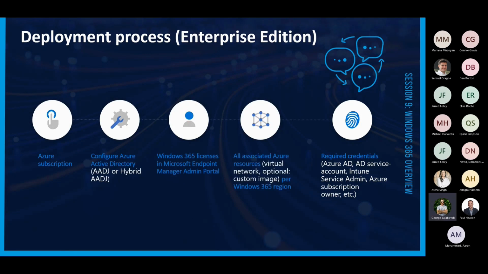So what is a typical deployment process for, I guess, an enterprise edition user? Again, you need an Azure subscription. You need to determine how you want to configure your Active Directory, whether it's going to be hybrid or full cloud only. You need to have Windows 365 licenses assigned to a group or to your users. And depending on what license you get, the licenses are actually named as the SKU.